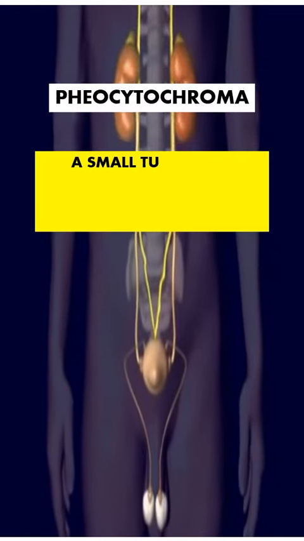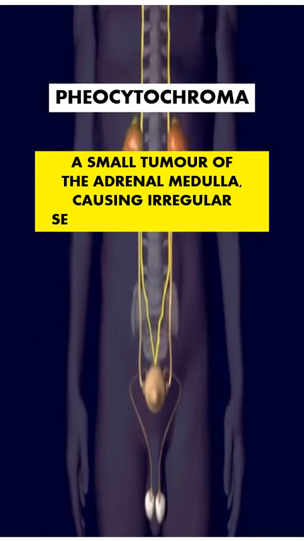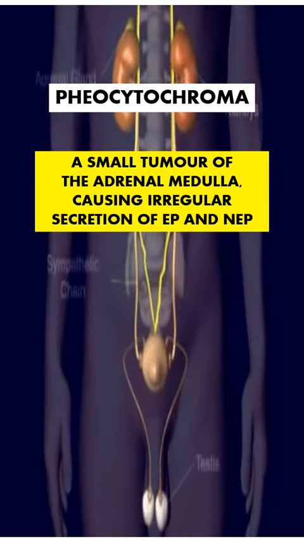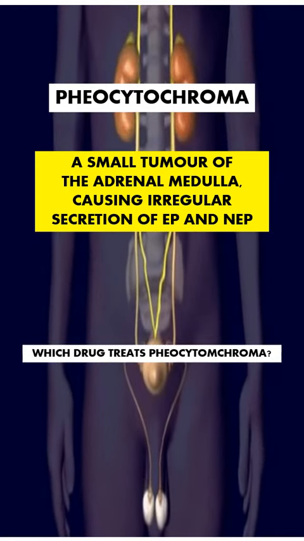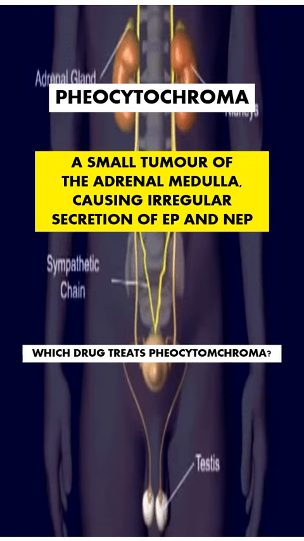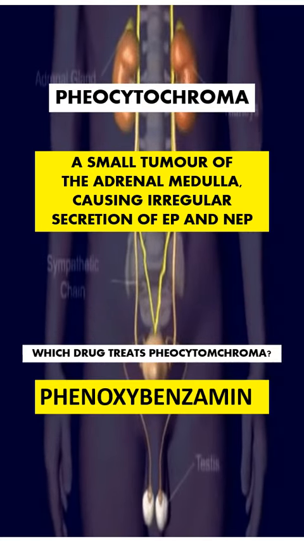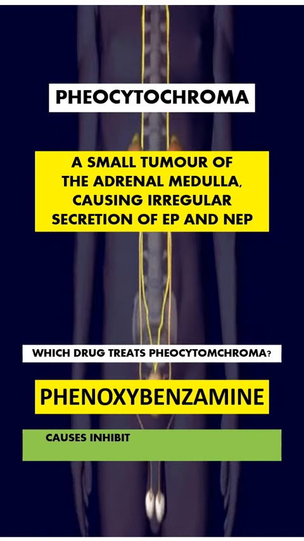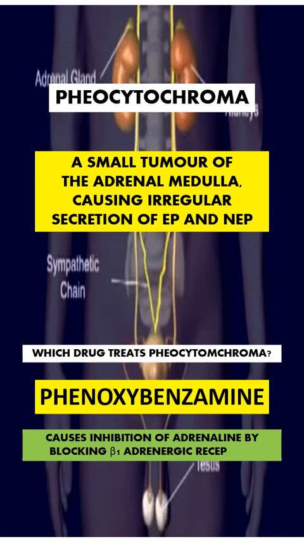Pheochromocytoma. A small tumor of the adrenal medulla causing irregular secretion of epinephrine and norepinephrine. So, which drug treats pheochromocytoma? It's a tricky one, and it's phenoxybenzamine. It causes inhibition of adrenaline by blocking beta-1 adrenergic receptors.